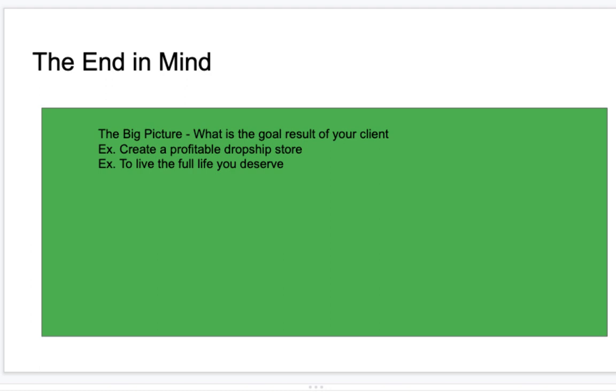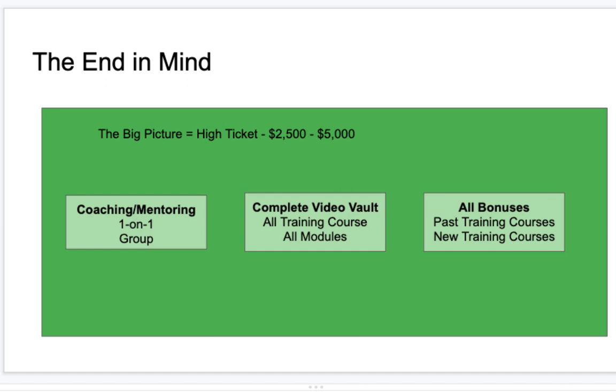We want to know the big picture. We want to start with that in mind, because it allows us to bring everything together without being repetitive. Remember, we said that in the beginning. The big picture, all of the stuff brought together, gives us our high ticket program.